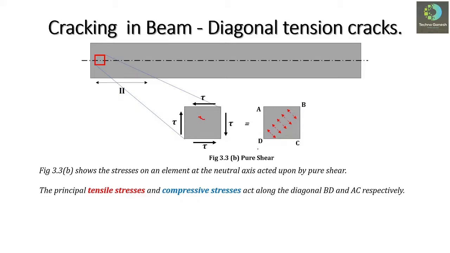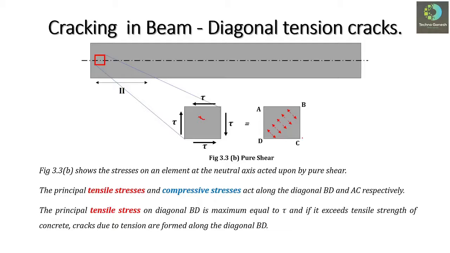Mainly, these principal tensile stresses will act along the diagonal BD, and the principal compressive stresses will act along the diagonal EC. As we have seen, the principal tensile stress will be given by tau, and the principal compressive stress will be given by minus tau. So that's why these directions will be exactly opposite. As I told you, the principal tensile stresses will act along the diagonal BD, and the principal compressive stresses will act along the diagonal EC respectively.